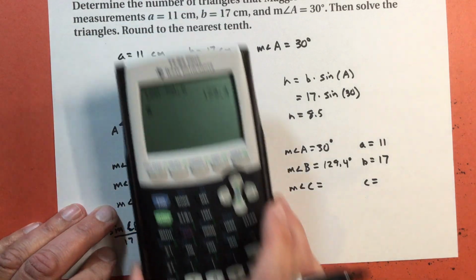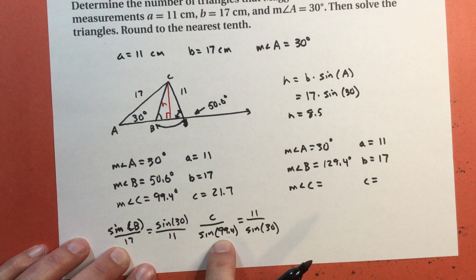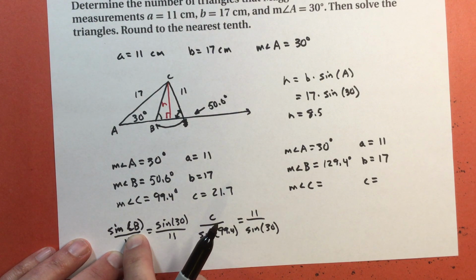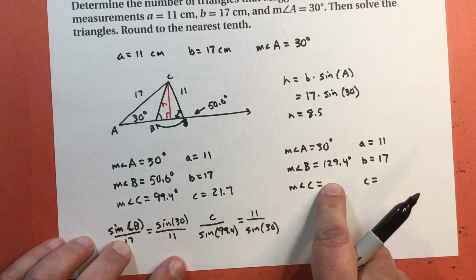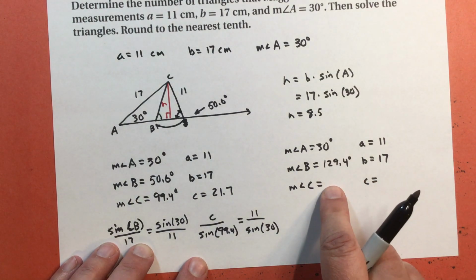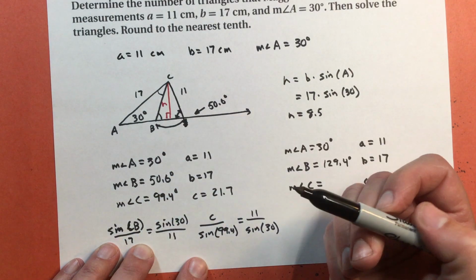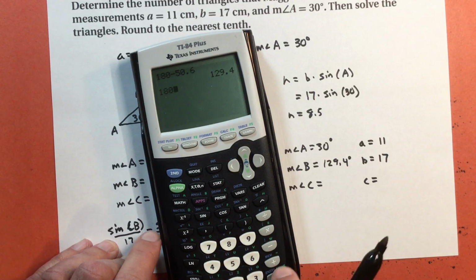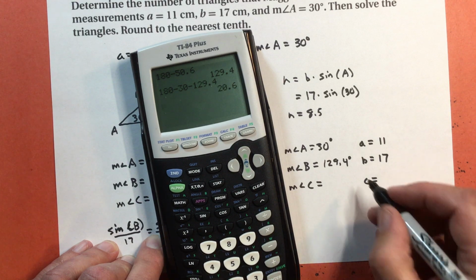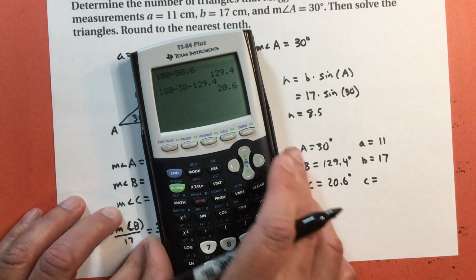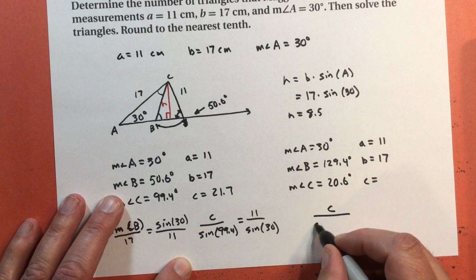Now we're going to do the same thing. Sorry, I was getting ahead of myself. Now I can figure out what the new angle C is. The original angle C went from here to here. Now it just goes that part. So 180 subtract 30 subtract 129.4 gives me 20.6.